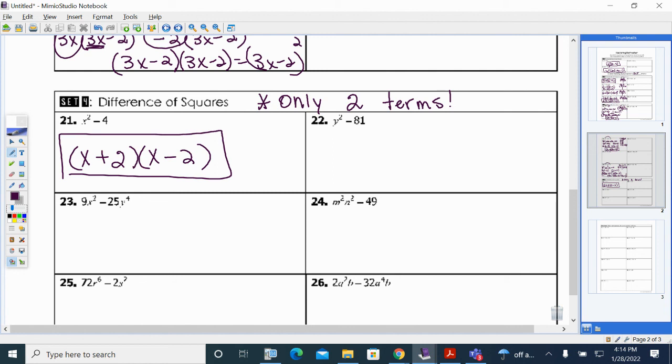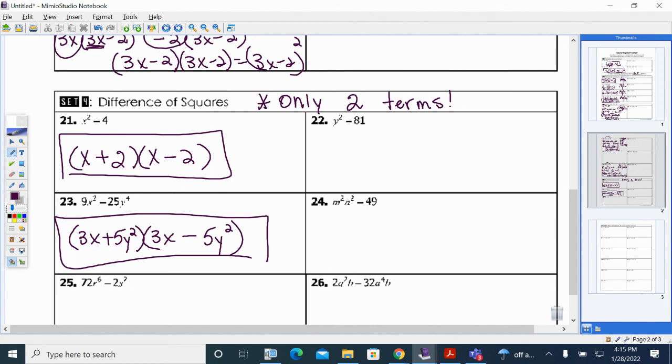There is not a GCF, so I'm good. I'm just going to go ahead and factor this into the square root of 9x squared is 3x. So I'm going to use a 3x and a 3x. The square root of 25y to the 4th is 5y squared. Basically, with your exponents, you're just going to cut them in half. One's a plus, one's a minus, done.